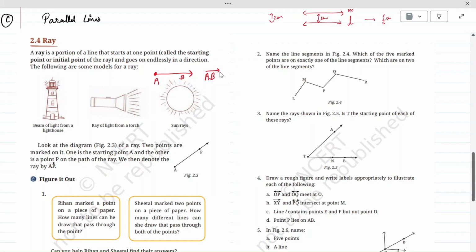Okay kids, so I want you all to revise it properly, go through this, and we will pick up the exercise in the next class. Okay, so I will see you all in the next class.